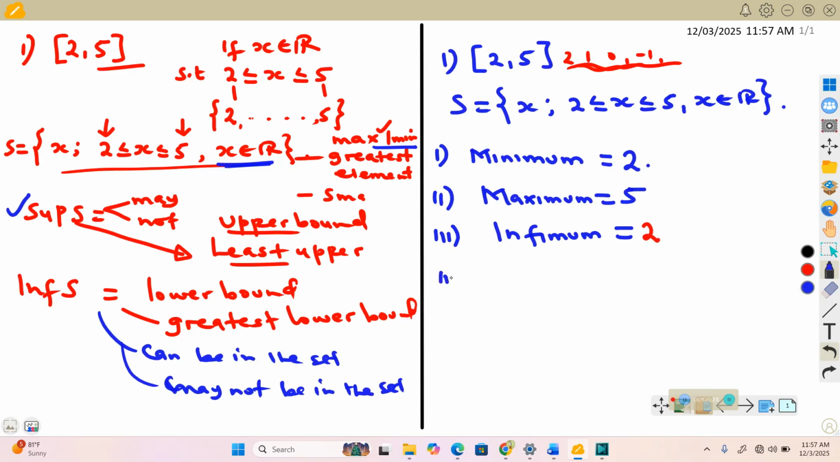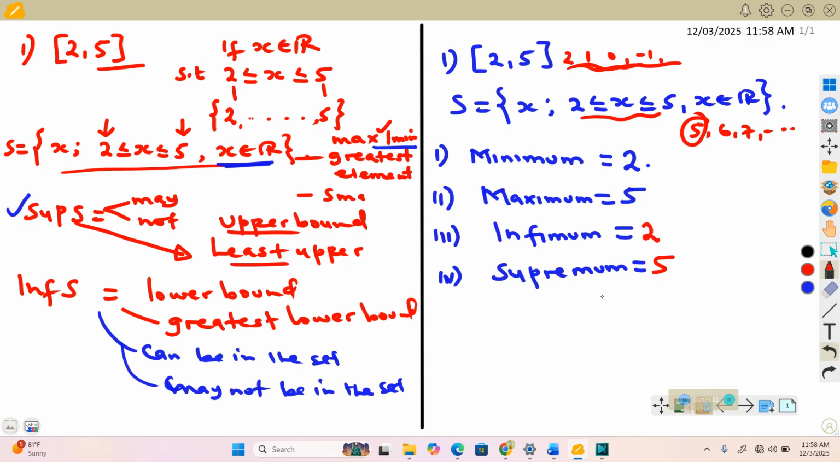Then we look at the fourth one, which is the supremum of this set. So what is the upper bound? The upper bounds of this set start from 5. We have 5, we have 6, and all of these are upper bounds. But which one is the least upper bound? The least upper bound out of these will be 5. So we have our minimum as 2, maximum as 5, infimum as 2, and supremum as 5.